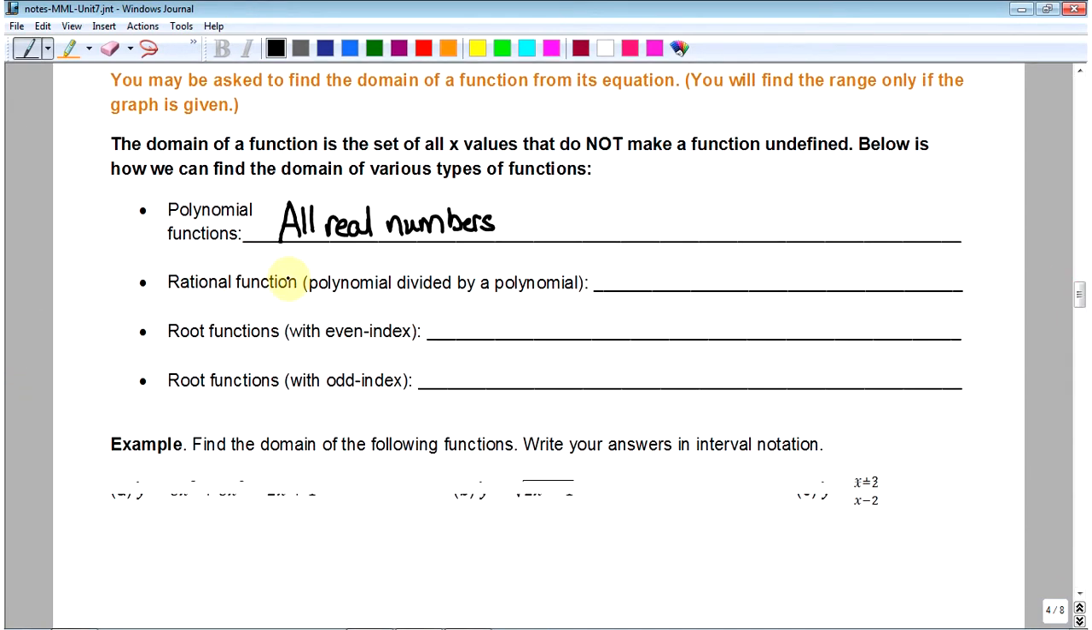Well, for a rational function, and remember that's a polynomial divided by another polynomial, the domain will be all values that do not make the denominator equal 0.